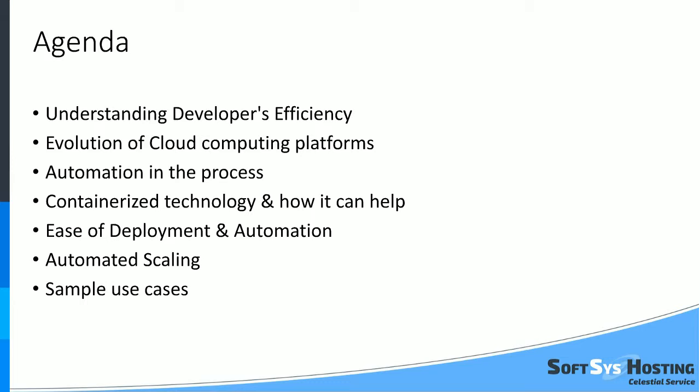We'll also look over the containerized technology and how it can help. We will learn about a few advantages of containerized technology. We'll move on to deployment and automation. We'll see a few options of deployment and automating it with Git along with pre and post deployment tasks. We will look at automated scaling and see how easy it is to scale horizontally and vertically in an automated manner with customized rules. And lastly, we'll look at some of the sample use cases for the most common web scenarios.